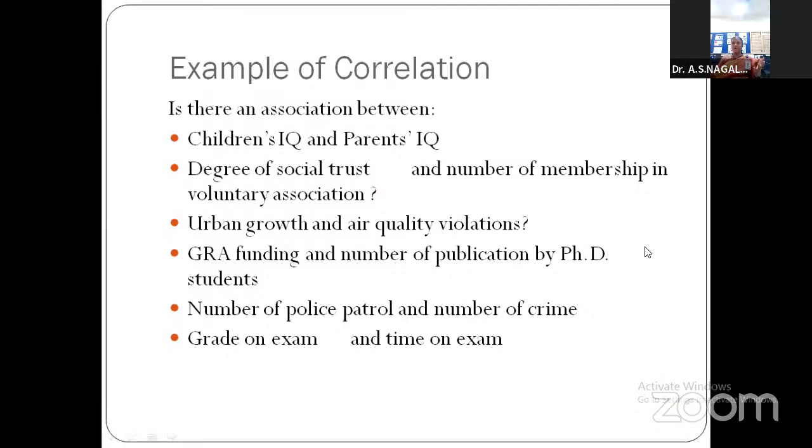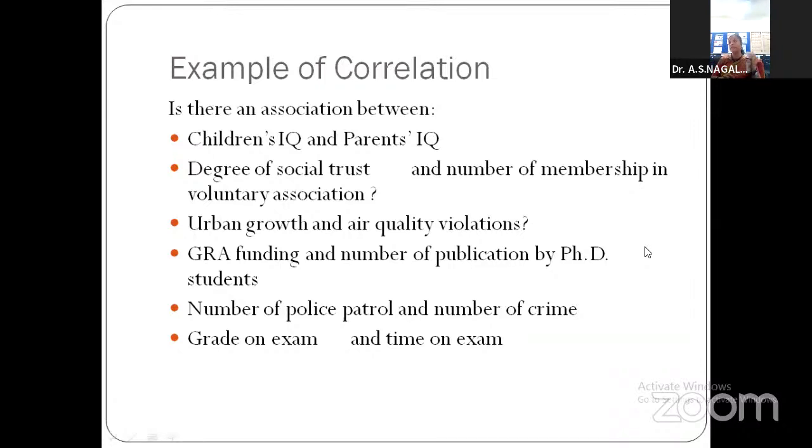So why do we have to apply the correlation? As I told you, the purpose. The researcher must know the purpose of what you're going to test and why you're going to test. For example, the test can be done on children's IQ with the parents' IQ. You may want to see the relationship between the degree of social trust and the number of memberships in voluntary associations. Many people have memberships in many associations. Do they make any sort of impact? Do they make any sort of difference in society? You're going to make the relation. You want to see the relationship between both variables.